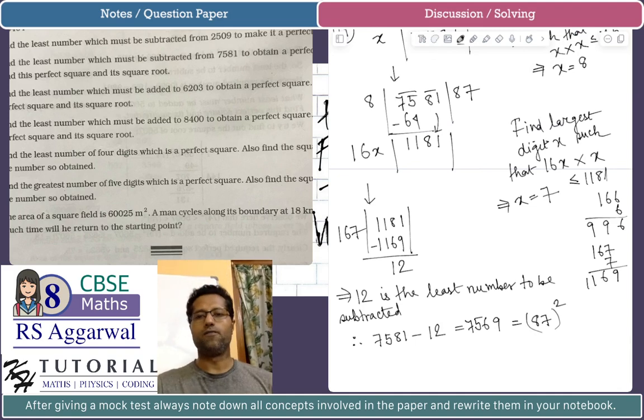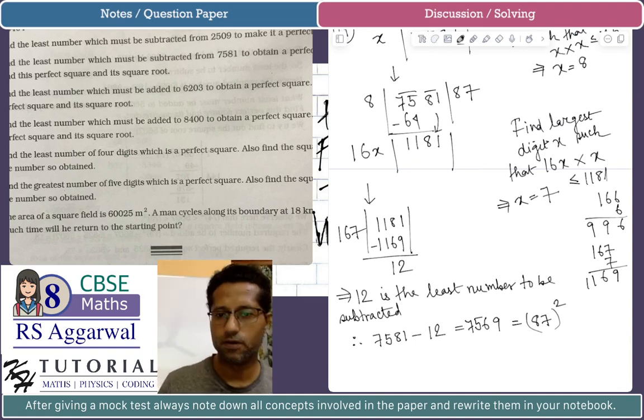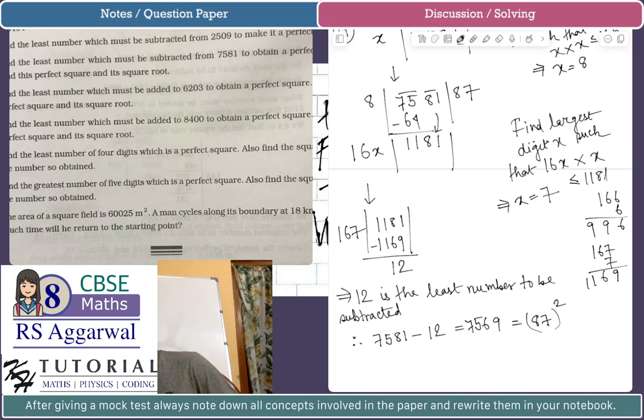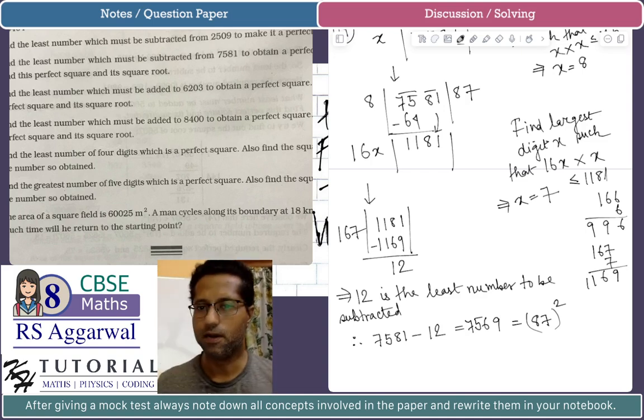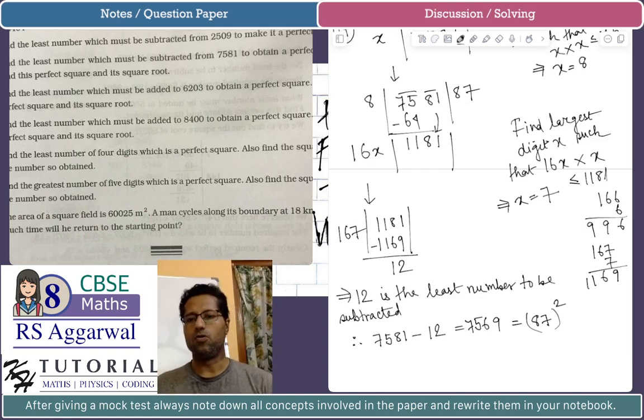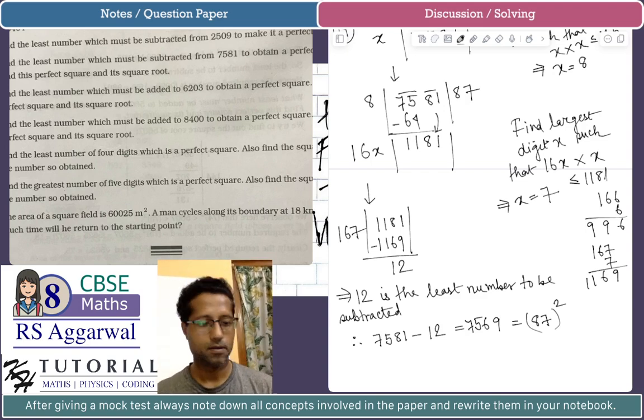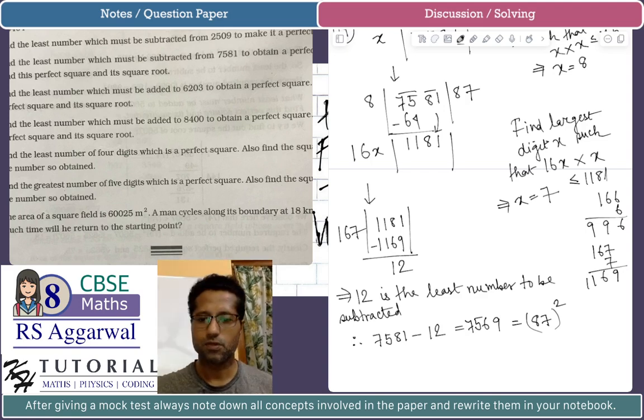So after doing the long division method, whatever remainder you have, if you subtract the remainder from the given number, it becomes a perfect square. And whose square is that perfect square? That will be the square of the final quotient, that is 87. Let me quickly check whether 87 multiplied by 87 is 7569 or not. Yes, it is.